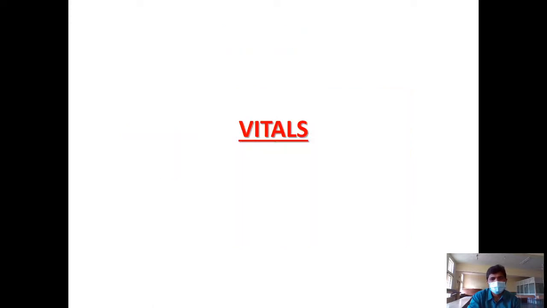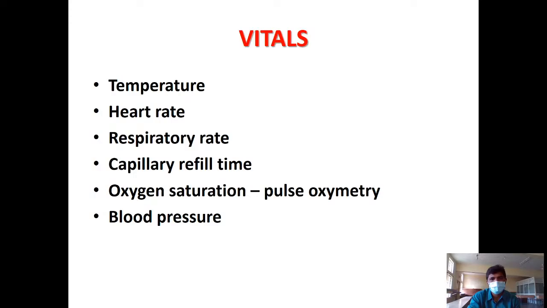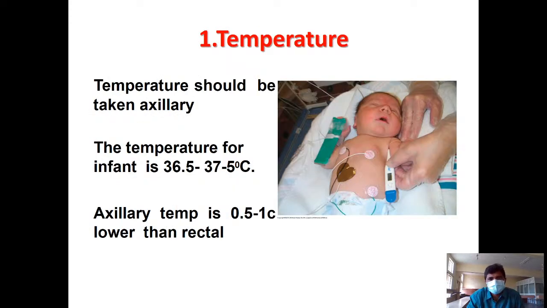So the next important aspect is vitals. The vitals start with temperature, heart rate, respiratory rate, capillary refill time, oxygen saturation and blood pressure. Temperature should be taken axillary, and the normal temperature varies between 36.5 to 37.5 degrees Celsius. The axillary temperature is 0.5 to 1 degree Celsius lower than the rectal temperature. So core body temperature will be 0.5 to 1 degree Celsius higher.